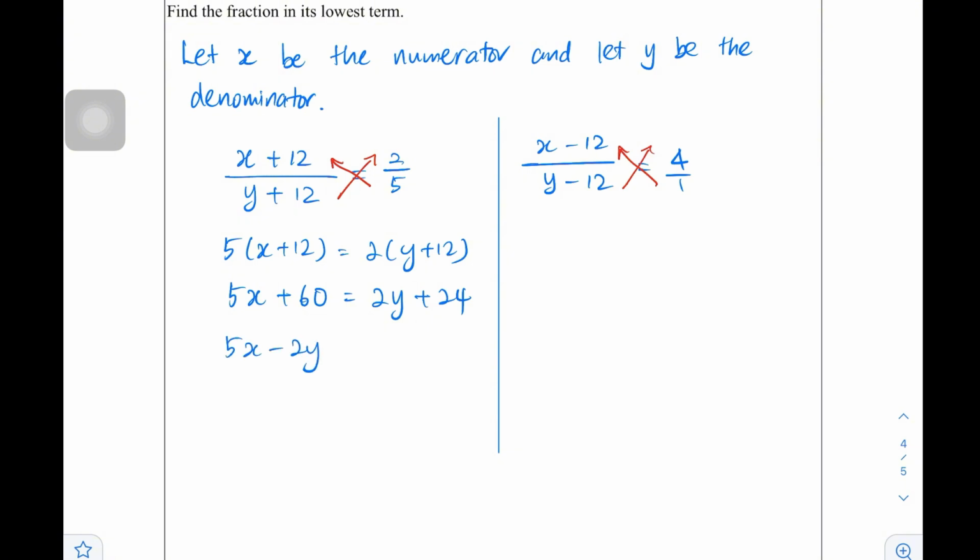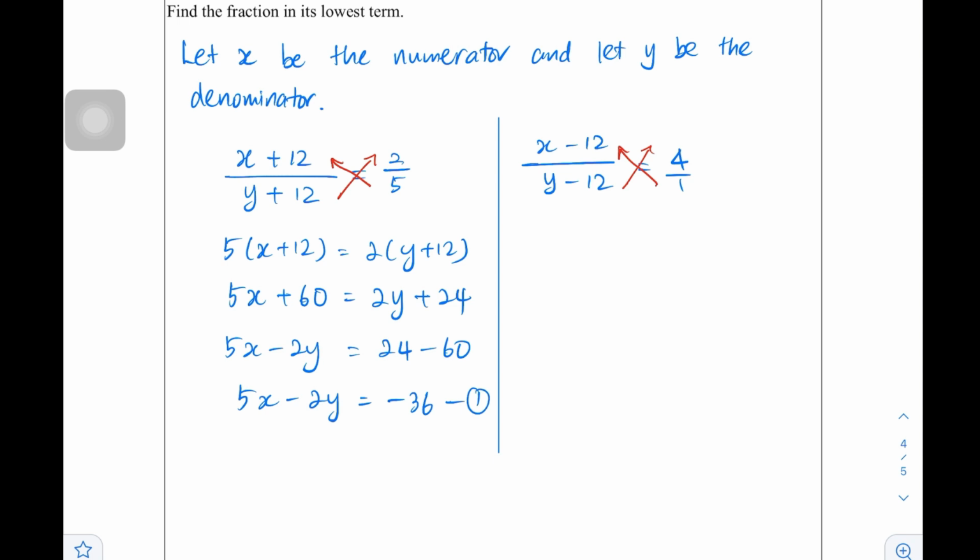So the 2y minus 2y on the right hand side will become 0. And we can subtract 60 on both sides. So the 60 minus 60 on the left hand side will be 0. So we are left with 24 minus 60 on the right hand side. So now on the left hand side of the first equation, we have 5x - 2y equals 24 minus 60, which is negative 36. So this looks very much like the usual simultaneous equations that we solve. So let's call this equation 1.